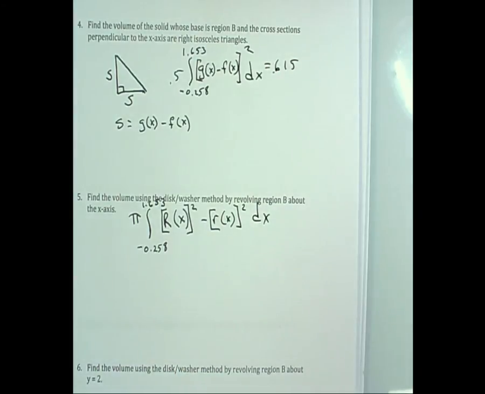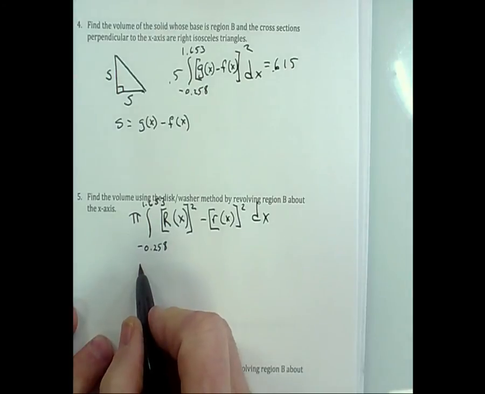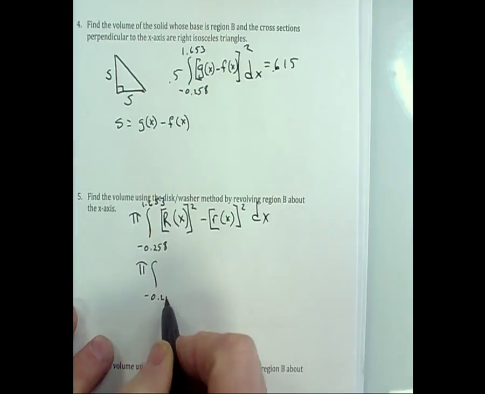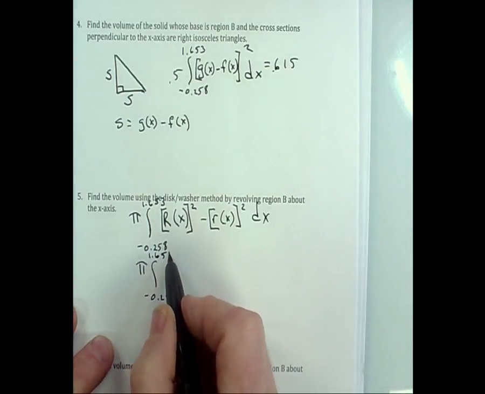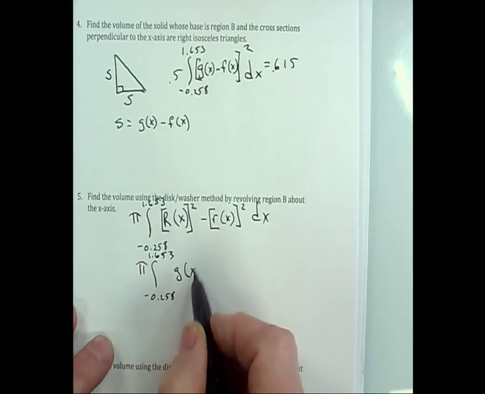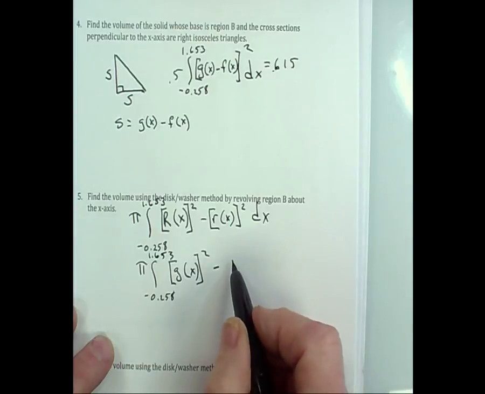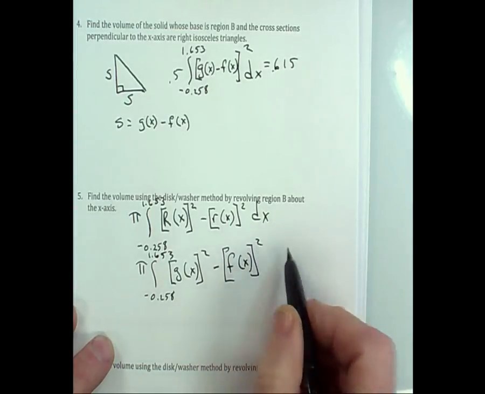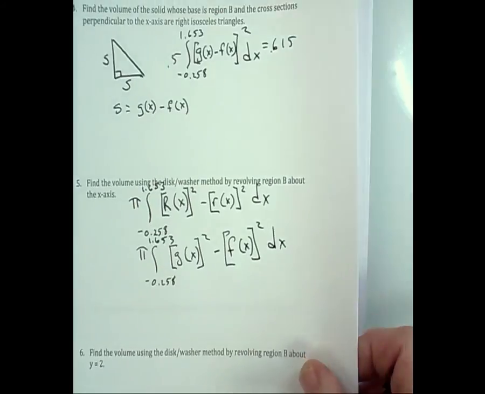Well, that's not going to be good enough, is it? Does that look familiar, Ellie? Yeah. So what do you want me to put in here? That would be g of x. G of x squared minus f of x squared dx. So this is kind of the washer method, they like to call it, because washers have holes in them.